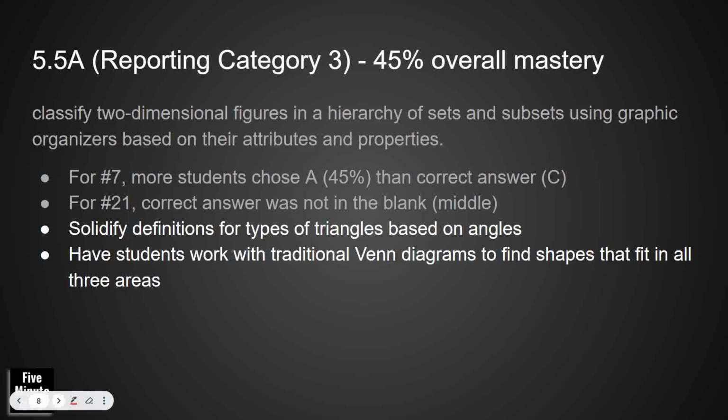So we need to help our students solidify those definitions for types of triangles, both on angle. So you've got the right triangle, the obtuse triangle, the acute triangle, and now we need to add the equiangular triangle. And then on sides, right, we've got an isosceles, a scalene, and an equilateral. We need to help our students practice those again and again and again.